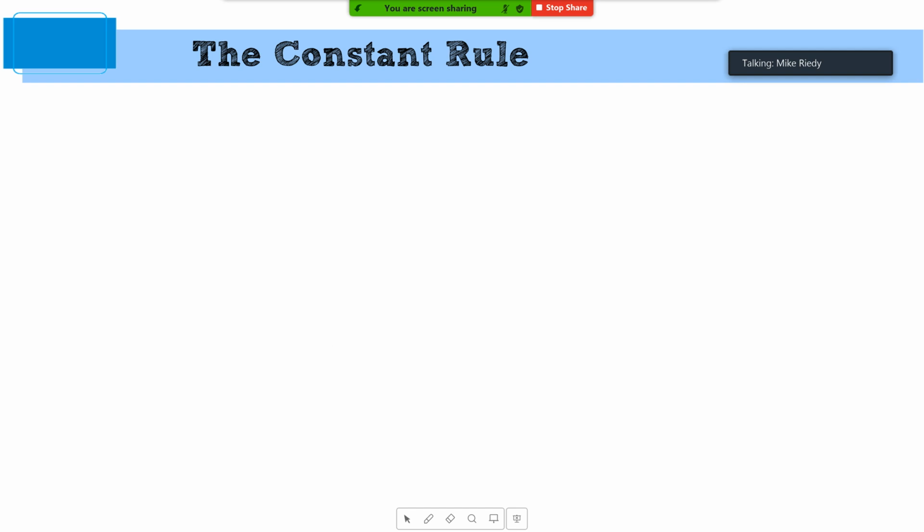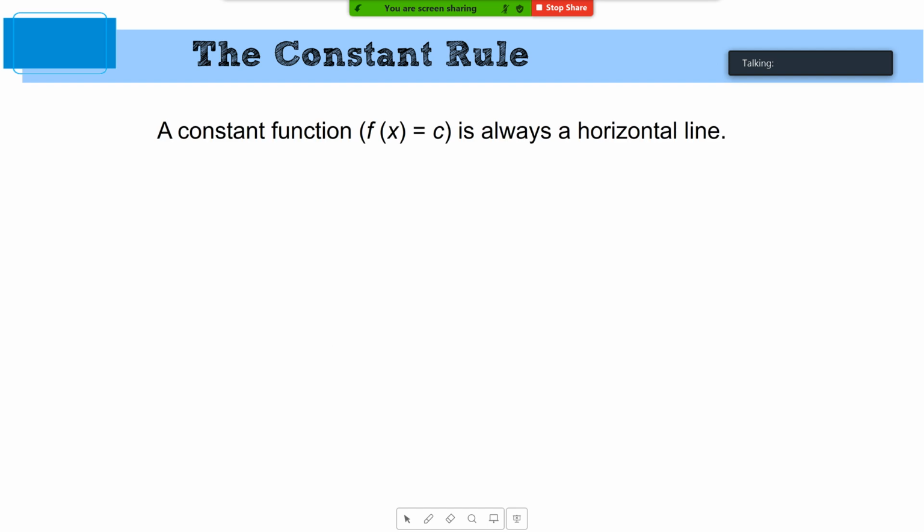Okay, so constant rule. Let's talk about some function. Okay, so we've got a function. Remember, we're switching from y equals to the form f of x equals. And so we have a function, f of x equals c, and you can put any number you want in there for c, but we get a horizontal line. Okay? And it doesn't matter what c is, as long as it's a number. What would be the derivative of a horizontal line?